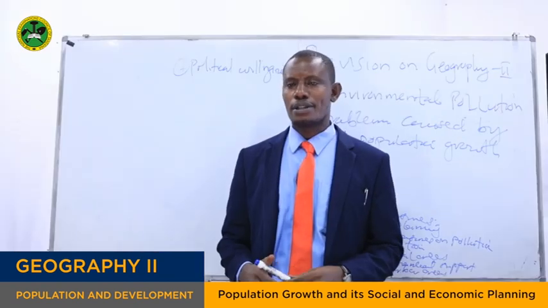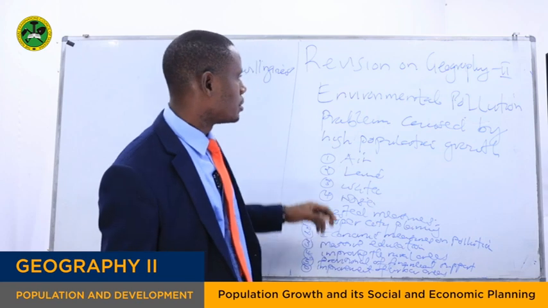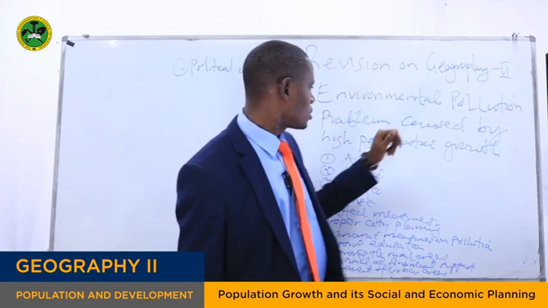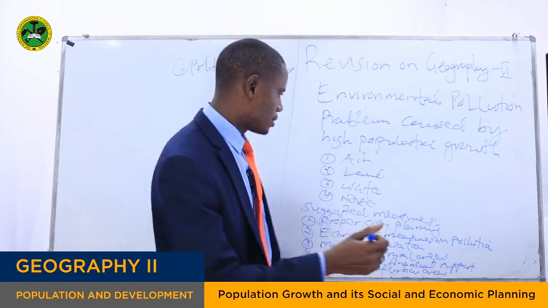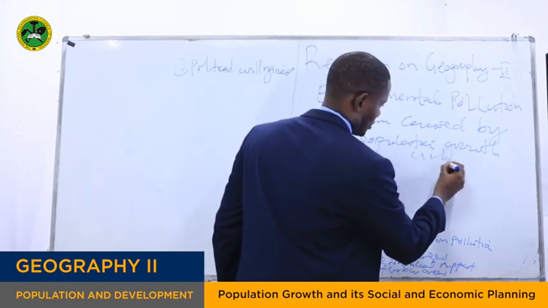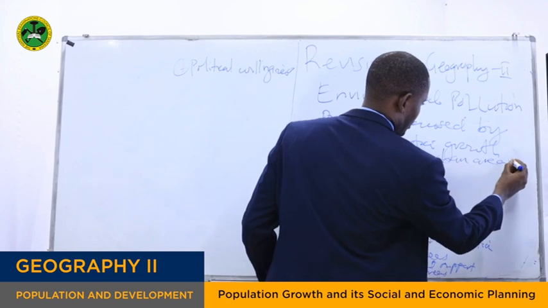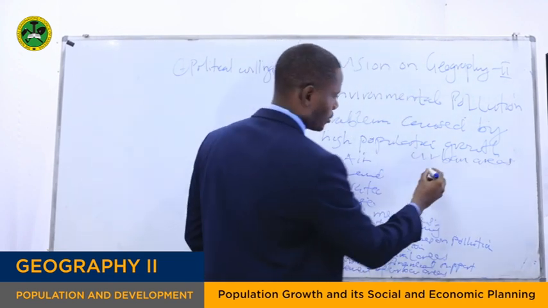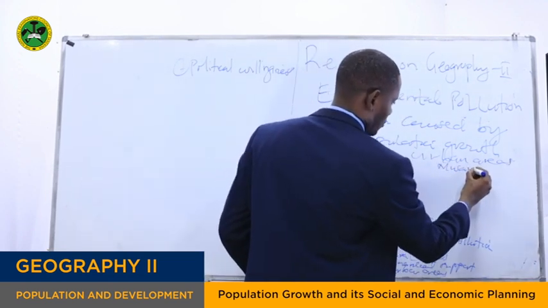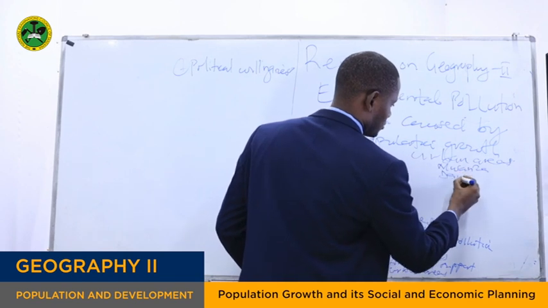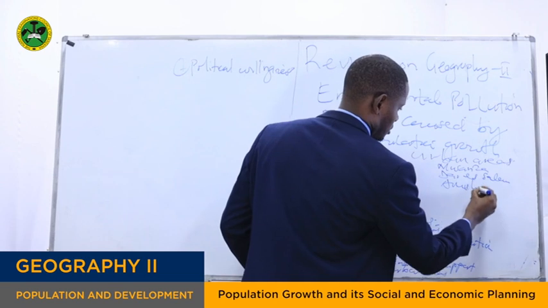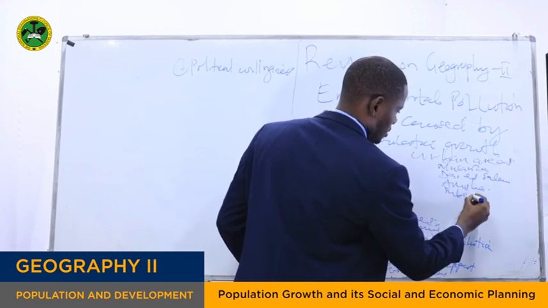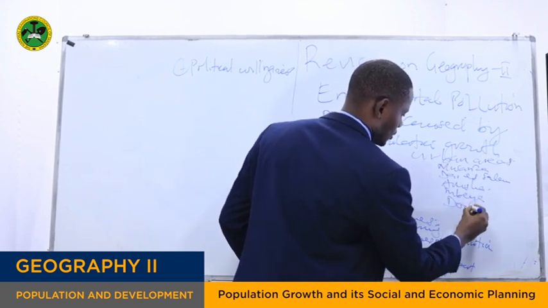Let's go to the next aspect that we have arranged. It's all about the so-called environmental pollution, problems caused by high population growth. And remember, we are talking about the case of urban areas. So for the case of Tanzania, we can talk about Mwanza, Dar es Salaam, Arusha, Mbeya, but again you can talk about the recent city, that is Dodoma.